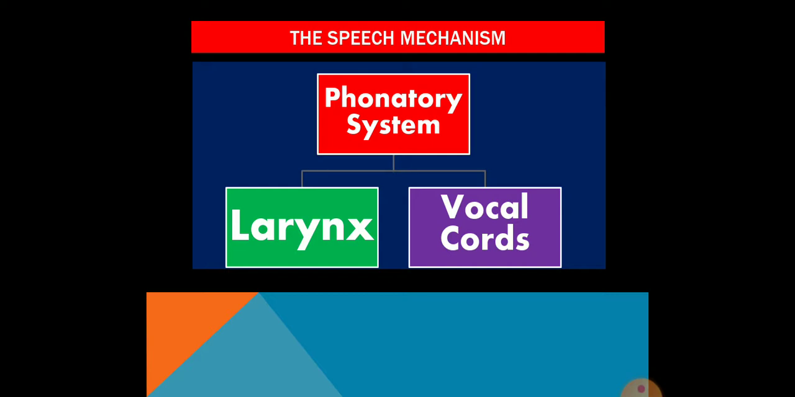The basic function of vocal cords in the speech mechanism is to open to allow air to flow from your upper airway into your windpipe and lungs. Hope you understand this one. So let us see the next.